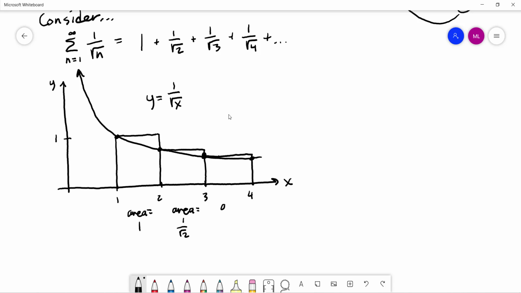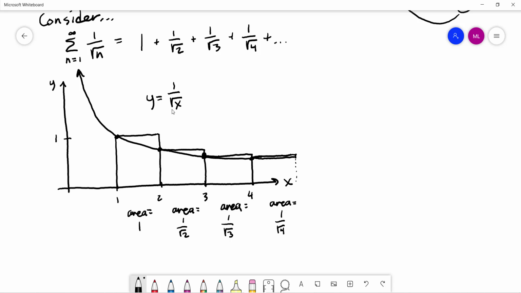The next one has an area of 1 over root 3. The next one would have an area, which I didn't really leave room to draw in. Imagine that next one there would have an area of 1 over root 4.